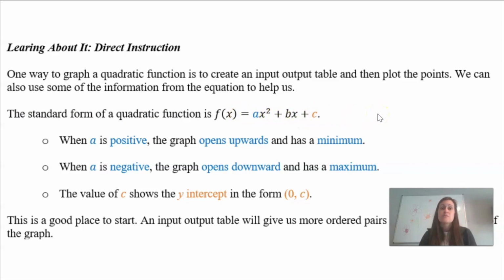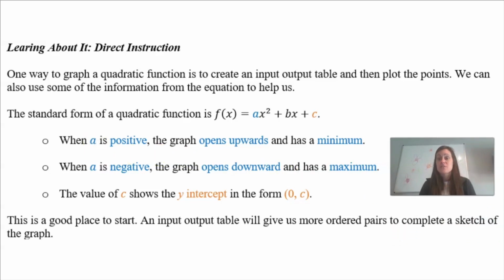We're lucky because the values of a and c tell us some information about the graph without even having to graph it. The value of a will tell us whether or not the graph opens upward or downward and has either a minimum or a maximum. And the value of c helps us to know what the y-intercept is as an ordered pair, 0, c. So when a is positive, the graph opens upward and it's going to have a minimum. When a is negative, the graph opens downward and it's going to have a maximum. This is a really great place to start, but an input-output table is definitely going to give us more information about what that graph looks like and ultimately to identify the key features of the graph.